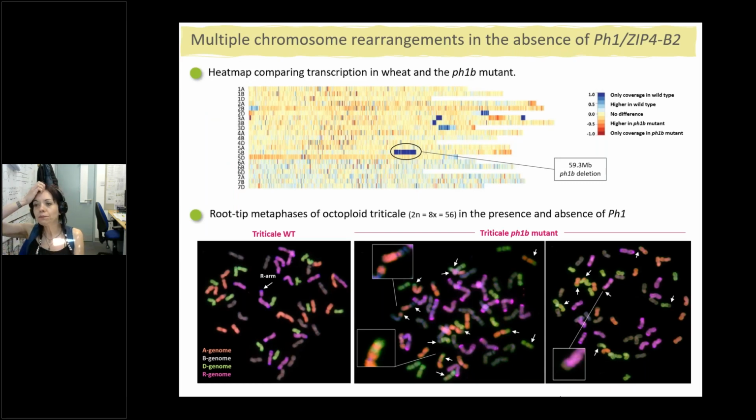Okay, now I will pass to the second part of the webinar, where I will talk a bit more about fertility and preservation of grain number by the ZIP4 copy.